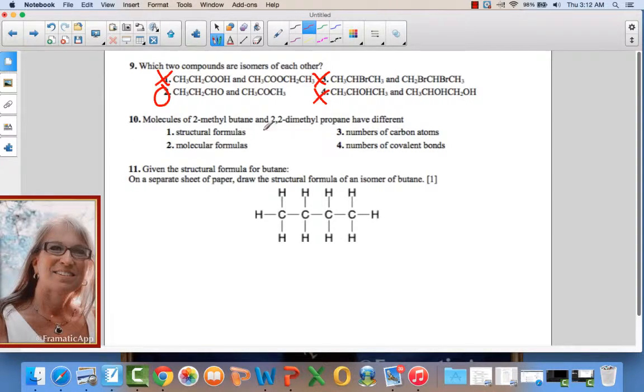Molecules 2-methylbutane and 2,2-dimethylpropane have different what? So I can tell you right now, this is going to be 4 plus the methyl, 5 carbons. And dimethyl means 2 carbons, so this is also going to be 2 plus 3, which is 5 carbons. These guys are isomers, so they have different structural formulas.